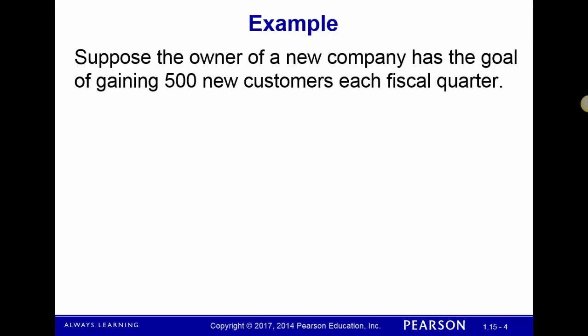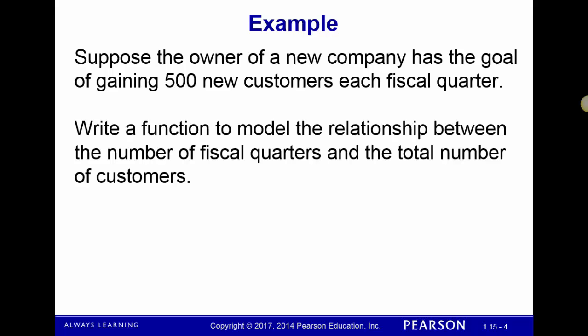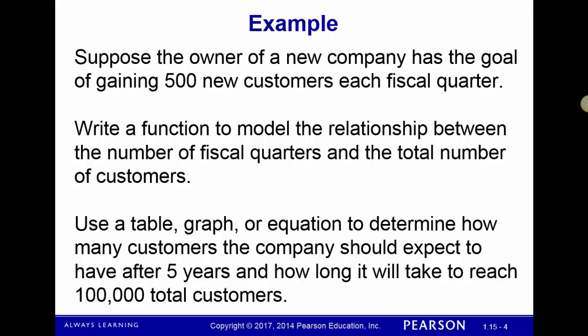Suppose the owner of a new company has the goal of gaining 500 new customers each quarter. We want to write a function to model this that shows the relationship between the number of quarters and the total number of customers. We can use a table, a graph, or an equation. One thing we're interested in is what they would expect to have after 5 years, and how long it would take this company to gain 100,000 total customers.